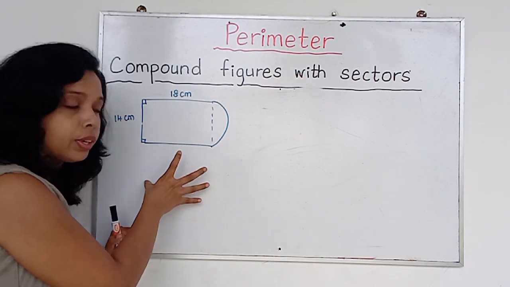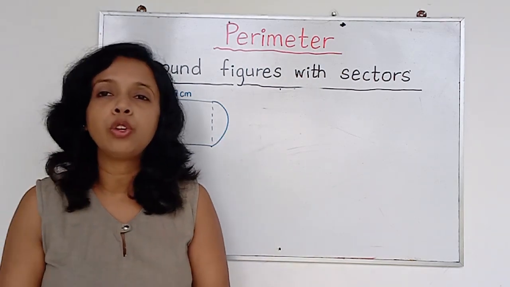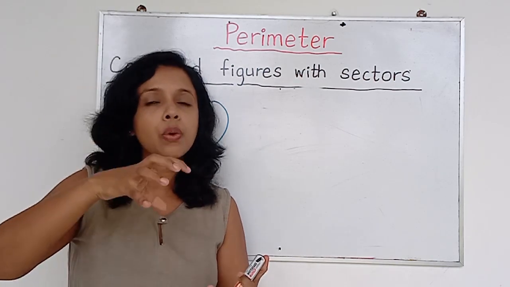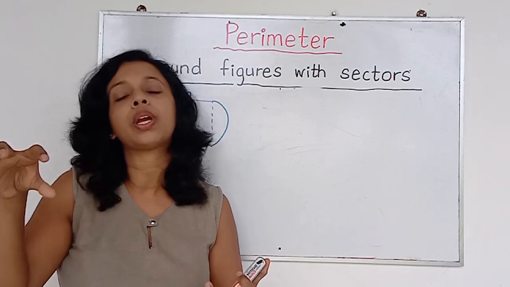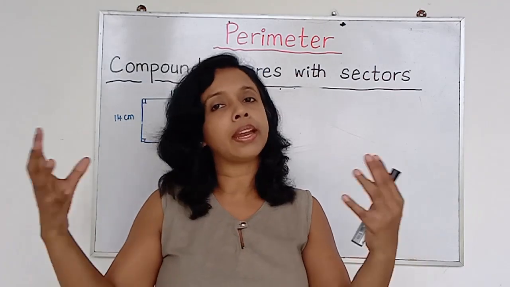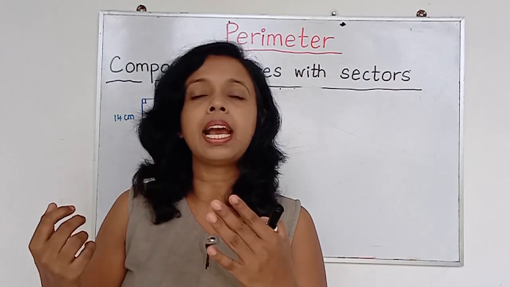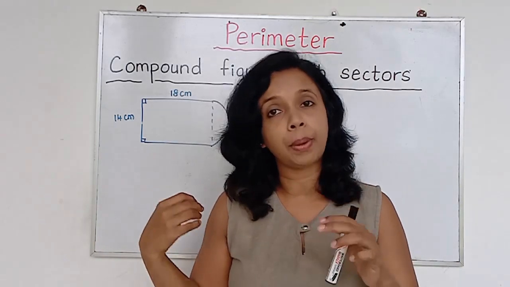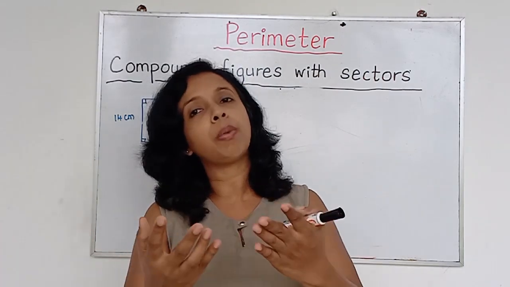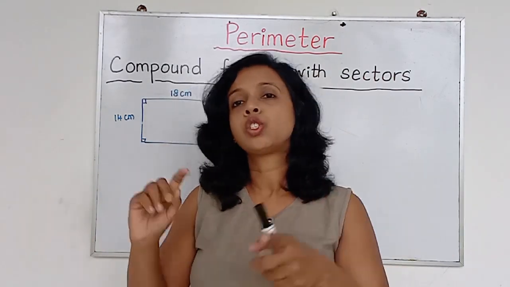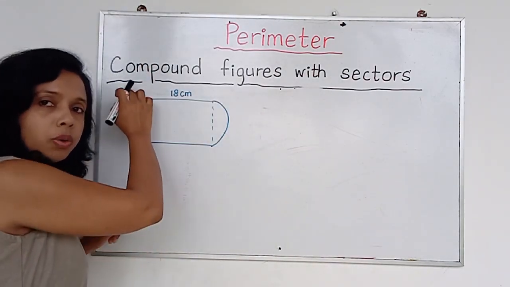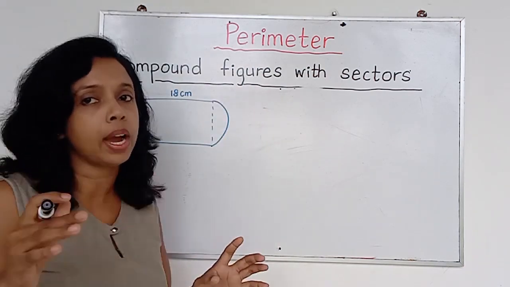So this is a compound figure with a sector. Can you remember when you were finding the area of compound figures with sectors, what you did, children? You found the figures inside that compound figure, and you named them 1, 2, 3, then you added them together. Sometimes you had to subtract. But when we are finding the perimeter, it's a little bit different. Now, you know perimeter is the distance around the boundaries of that particular shape. So, we want to start from one point and go around this shape. That is how you find the perimeter.